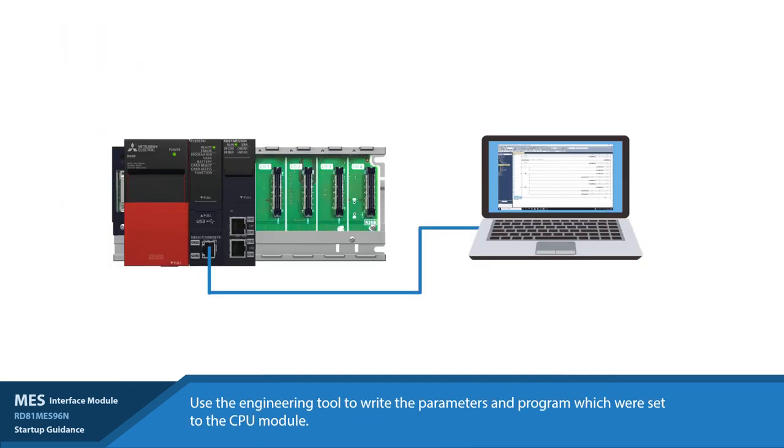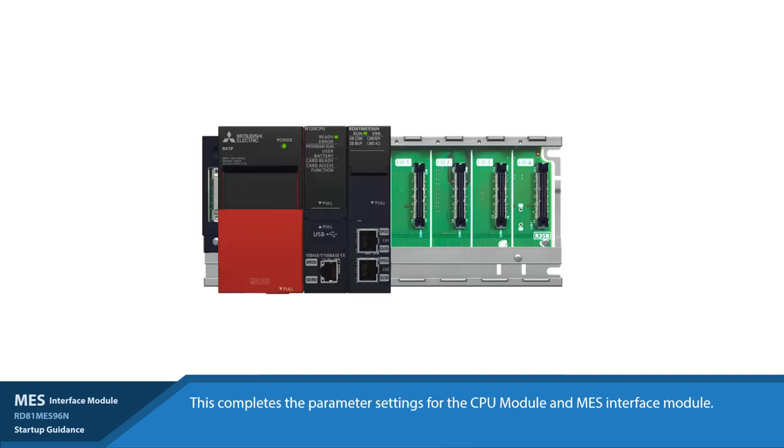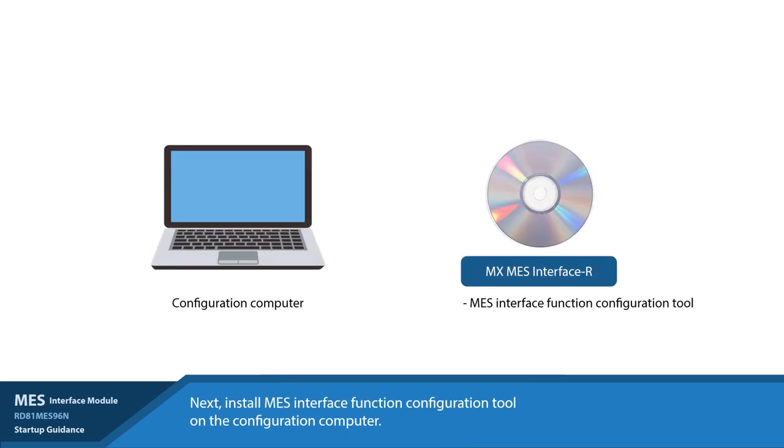Use the engineering tool to write the parameters and program which were set to the CPU module. The settings will become effective when the CPU modules restart or its power is switched off and then back on. This completes the parameter setting for the CPU module and MES Interface module. Next, install the MES Interface Function Configuration tool on the configuration computer.